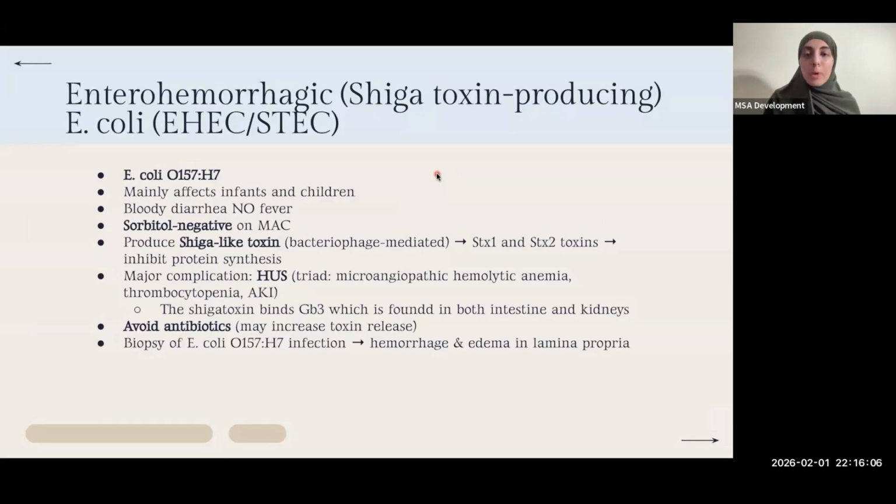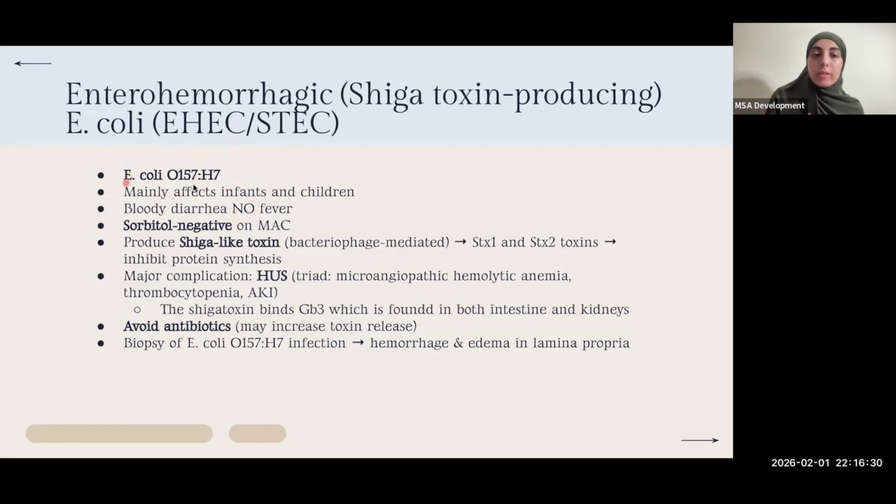Next type of E. coli is enterohemorrhagic E. coli or Shiga toxin producing. So it's called EHEC. And EHEC is what has this special type O157:H7. This type of E. coli mainly affects infants and children, and it causes bloody diarrhea, but no fever. So, bloody diarrhea without fever.